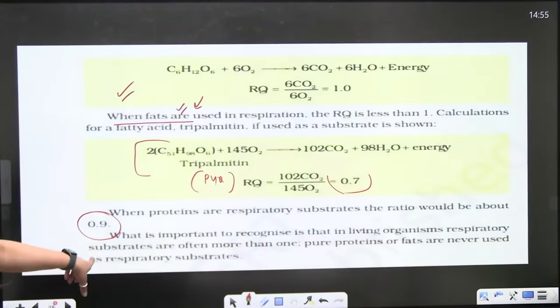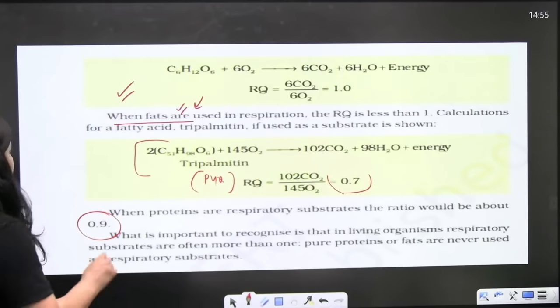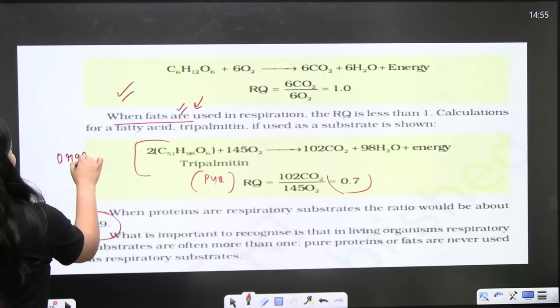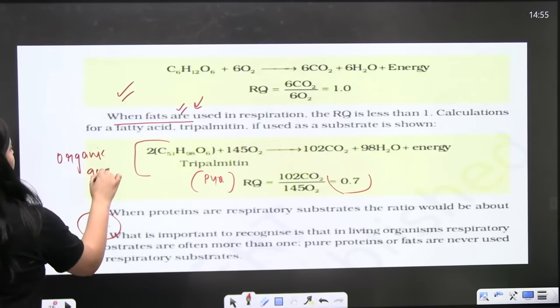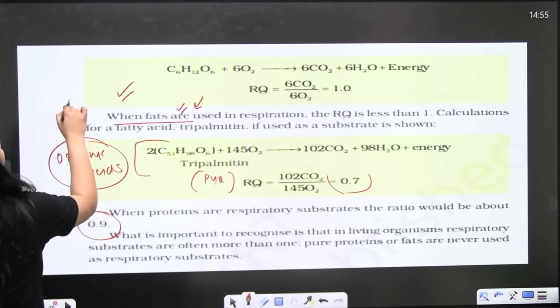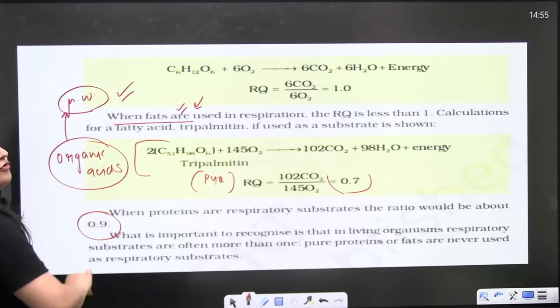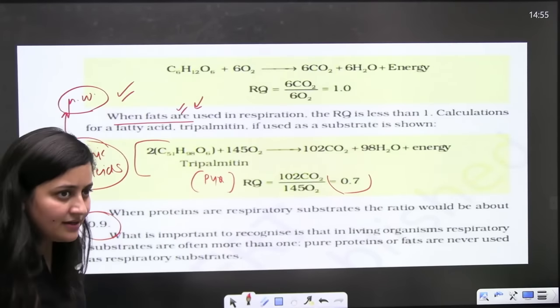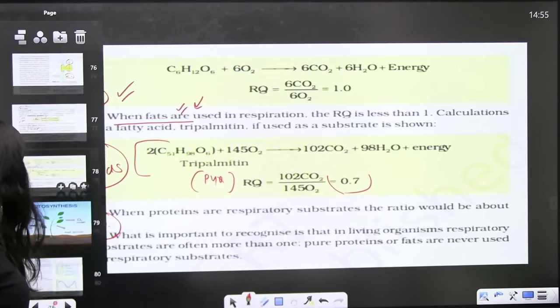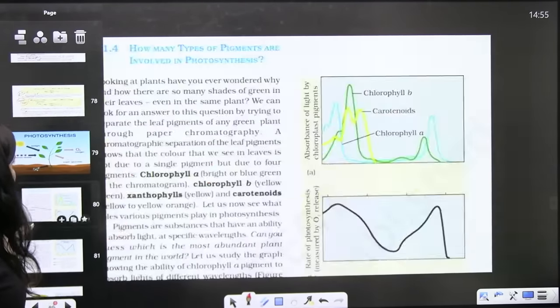And again, you can check, that's all. So, you have to check the RQ value for the organic acids. That is your homework. You have to check the RQ value for the organic acids, right. Done, bachche. So, next is photosynthesis.